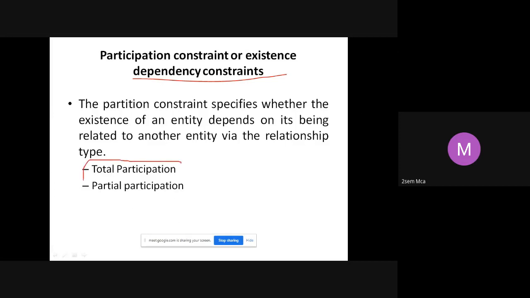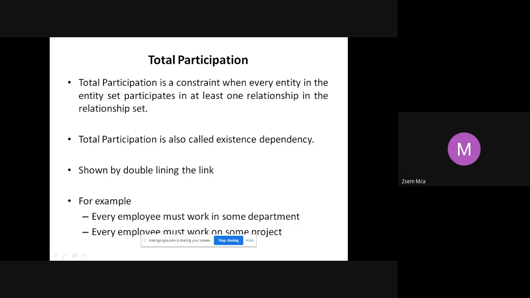Again, there are two types, as we have discussed: total participation and partial participation. These come as relationship constraints. Total participation you represent as a double line. Partial participation you represent as a single line. So what do we mean? Total participation is where every entity in the entity set participates in at least one relationship. It is also called existence dependency, shown by the double line on the link.